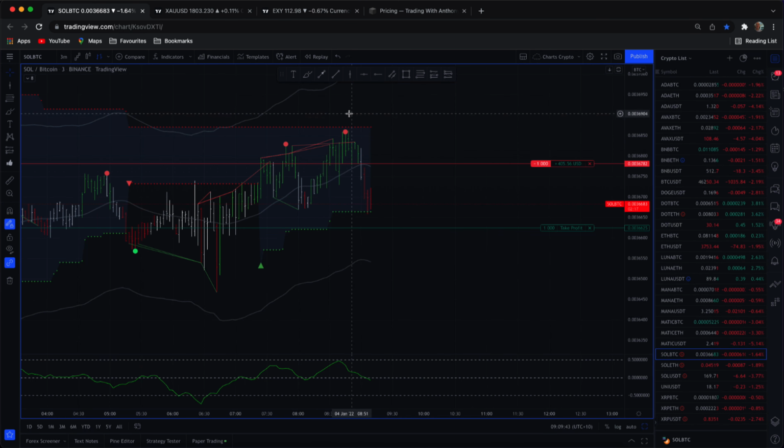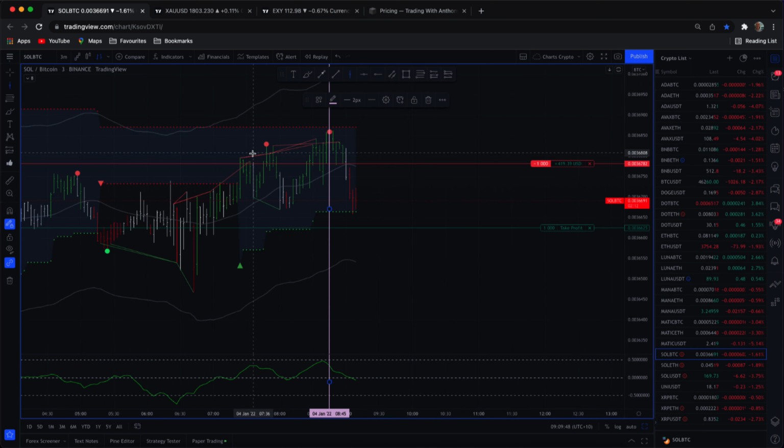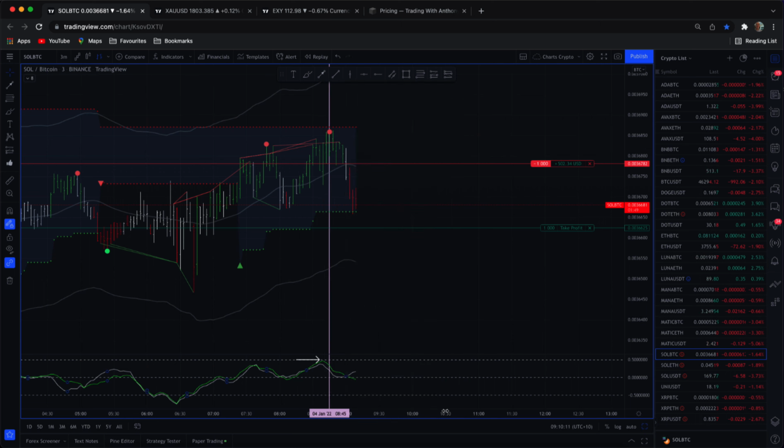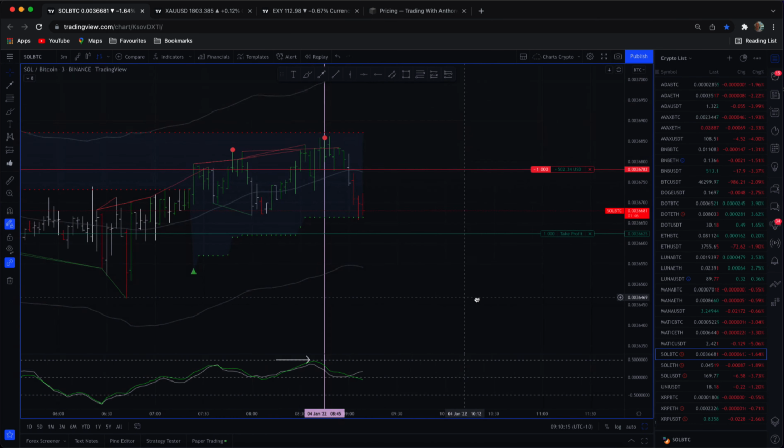First up, we received a sell signal right here. And why I like this setup, if we have a look here, see how we had a touch on this overextended level here. And then it started to sell off, actually. This is Solana Bitcoin. Let me open this up. Solana, and then we'll include Bitcoin here as well on our cryptocurrency strength indicator.